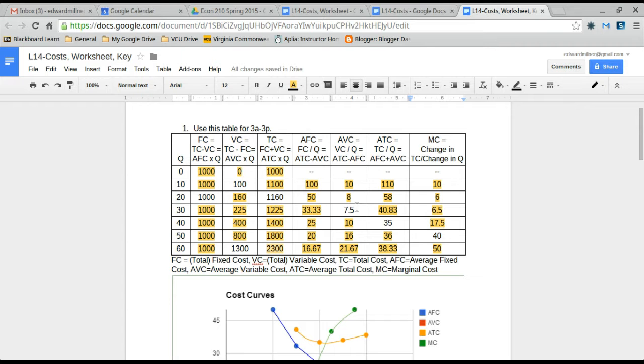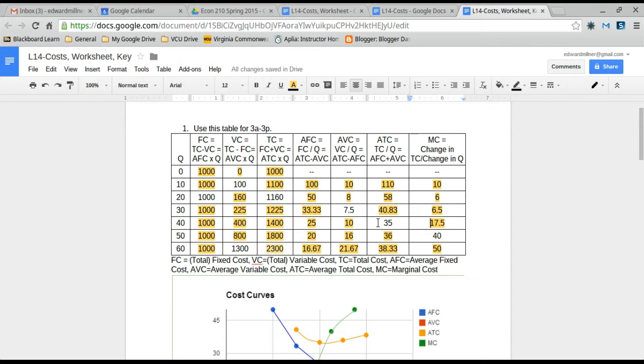Here we have the average variable cost. If we multiply average variable cost times output, we'll find our variable cost: 7.5 times 30 is 225. If we add 1,000 plus 225, we get the total cost. We divide by 30, and we get the averages. The marginal cost is the change in total cost divided by the change in output.